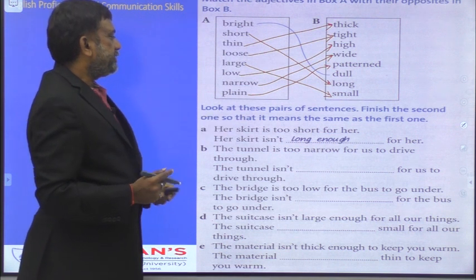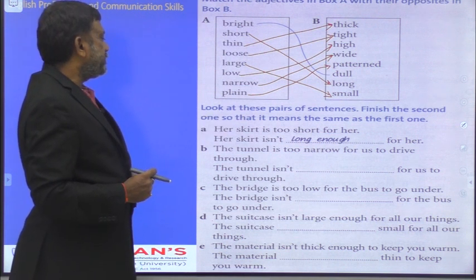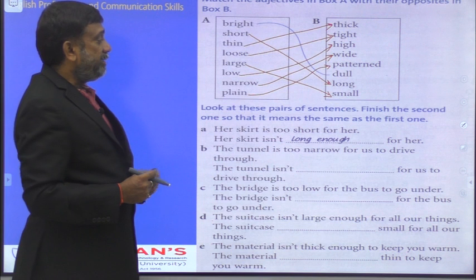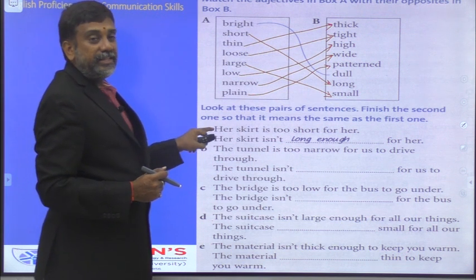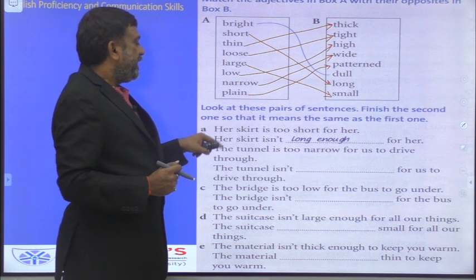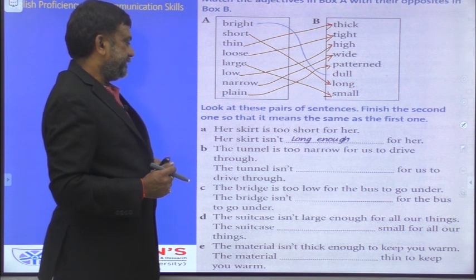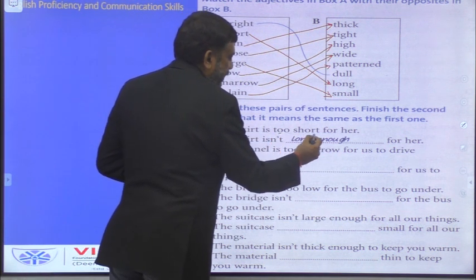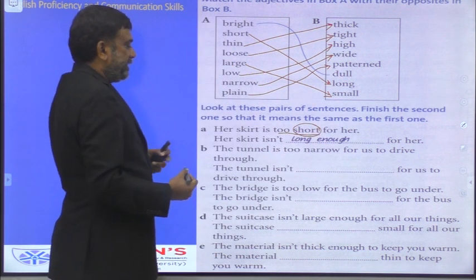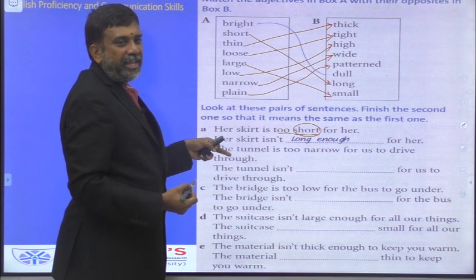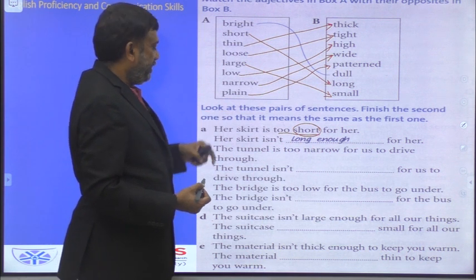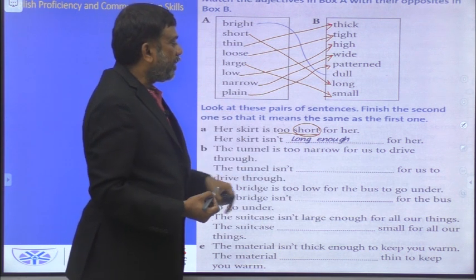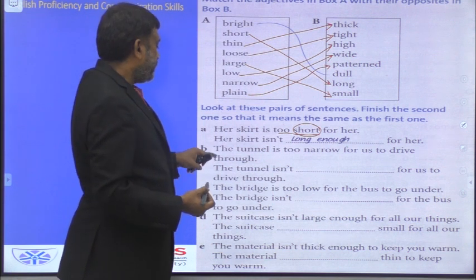Look at these pairs of sentences. Finish the second one so that it means the same as the first one. Here they gave us an example. Her skirt is too short for her. Okay, if I want to use "too short", here before the adjective "too" has come. How am I going to use the same sentence with "enough"? Her skirt isn't long enough for her.